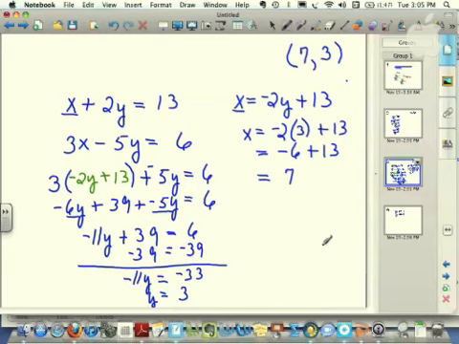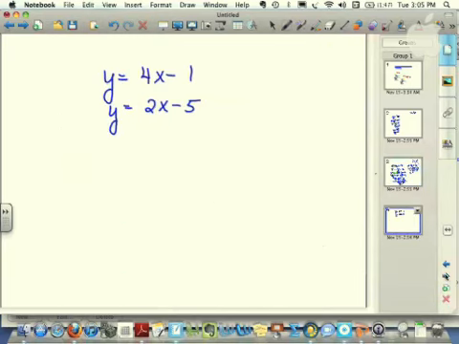The last example, although it seems fairly easy, can sometimes be confusing. Both of the y's are isolated, and sometimes students don't know exactly how to start on this. In the first one, y is 4x minus 1. I'm going to write that down. In the second one, y is 2x minus 5. And of course, since they both equal y, they are both equal to each other.